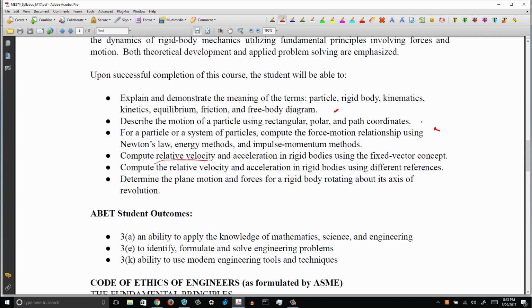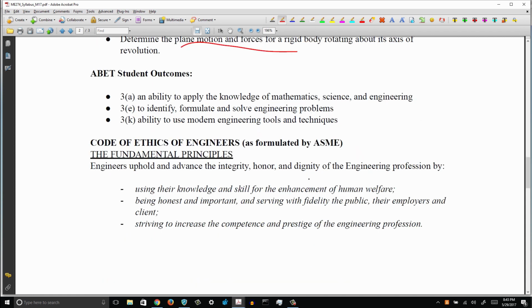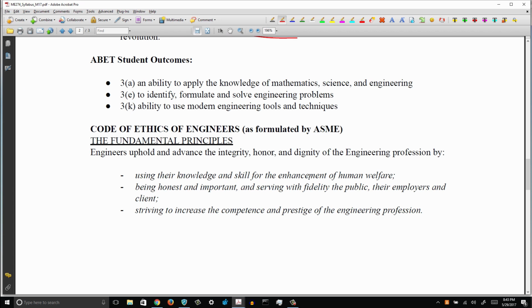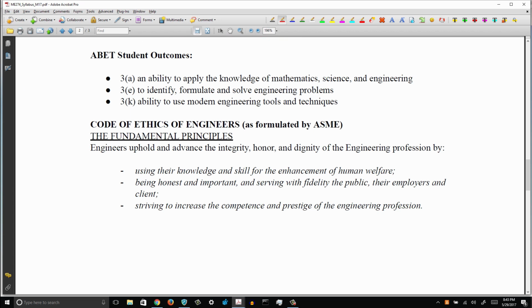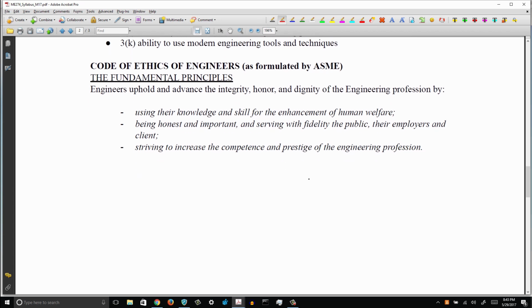You'll be able to compute the relative velocity and acceleration in rigid bodies. You'll be able to determine the plane motion and forces for a rigid body rotating about its axis of revolution. Okay, there are the ABET Outcomes. You can just read those. The Code of Ethics for Engineers, I'll just let you read that.